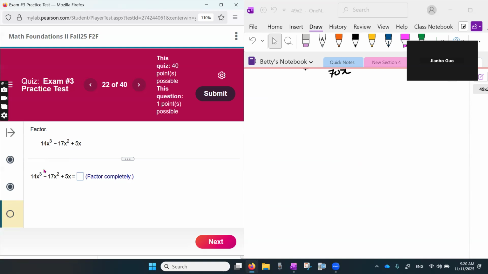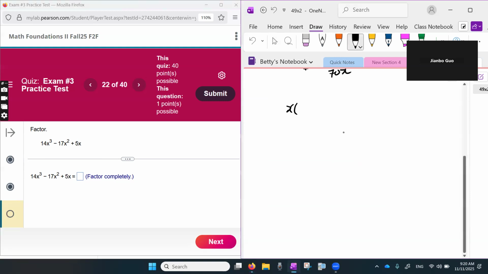Numerical part-wise, 14, 17, 5, GCF is 1. So the GCF of this trinomial is x. Let's factor x out. Factor x out, we have 14x squared minus 17x plus 5. All right. And how do we factor the quadratic trinomial inside the parentheses? Let's do shortcut. Let's do slide by slide method.